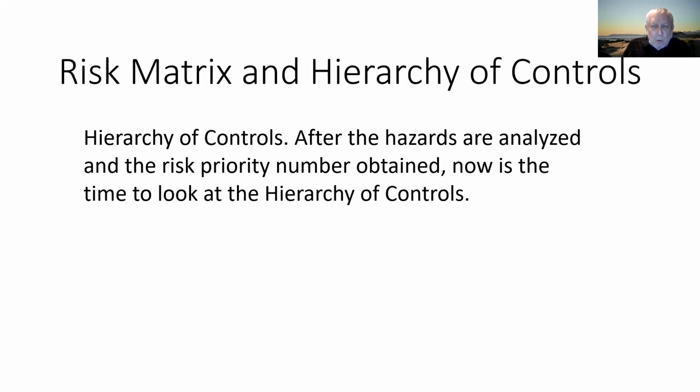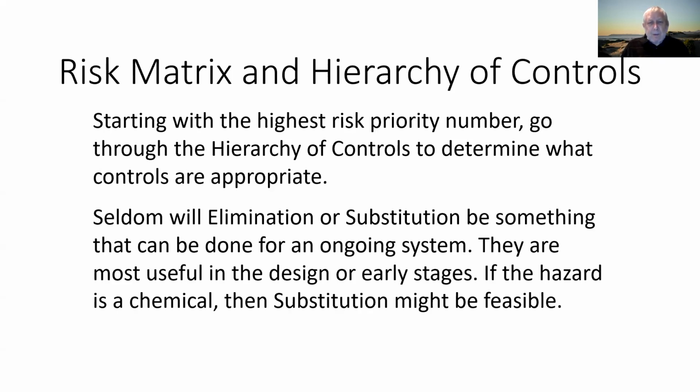The hierarchy of controls. You're pretty familiar with this, but we're going to get a little more familiar with it. After the hazards are analyzed and the risk priority number obtained, now is the time to look at the hierarchy of controls. The reason why I'm going to cover this a lot is because this is important to you, and you should have a pretty good talking ability about it anytime. Starting with the highest risk priority number, go through the hierarchy of controls to determine what controls are appropriate.